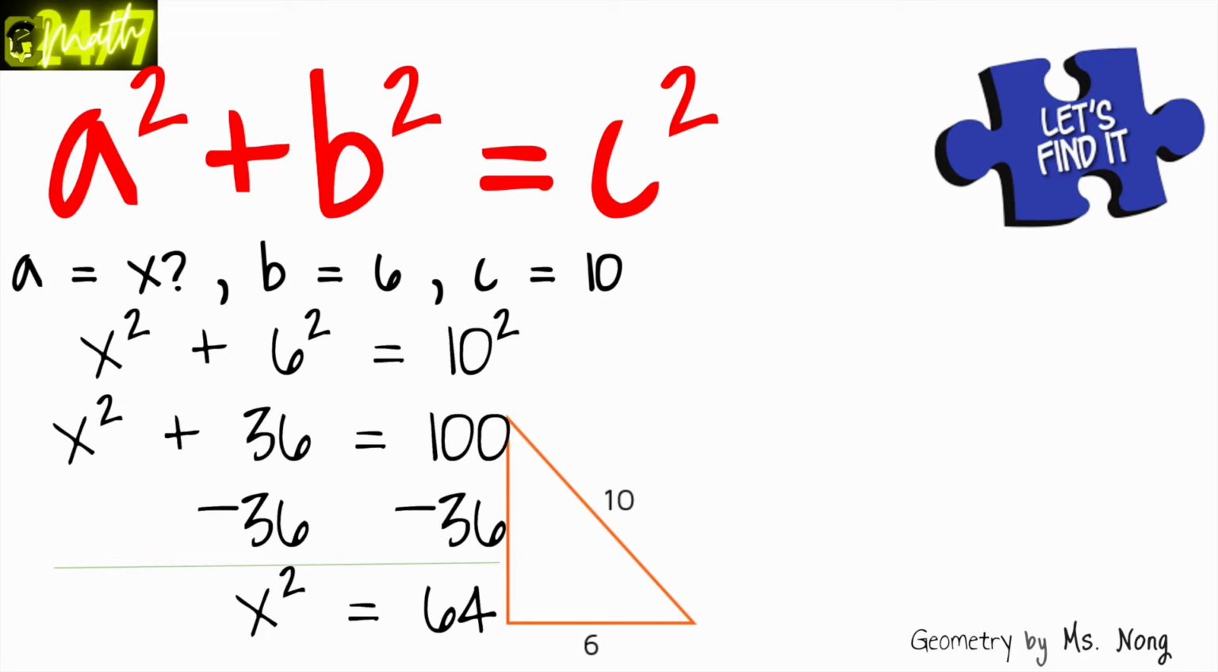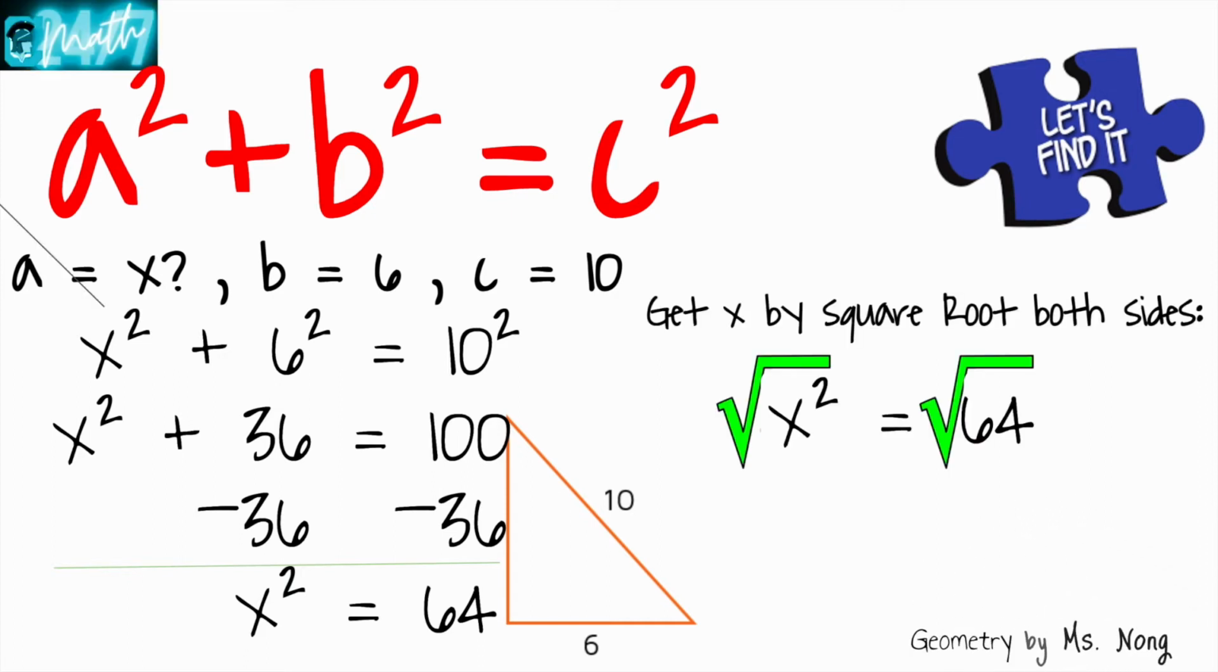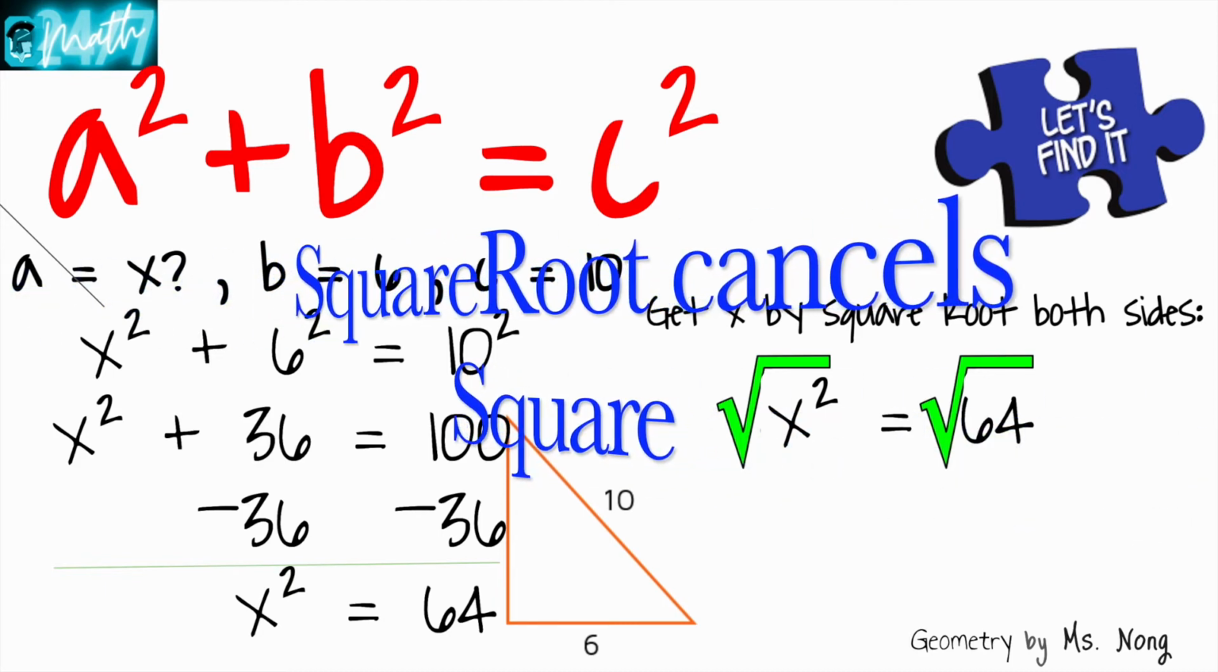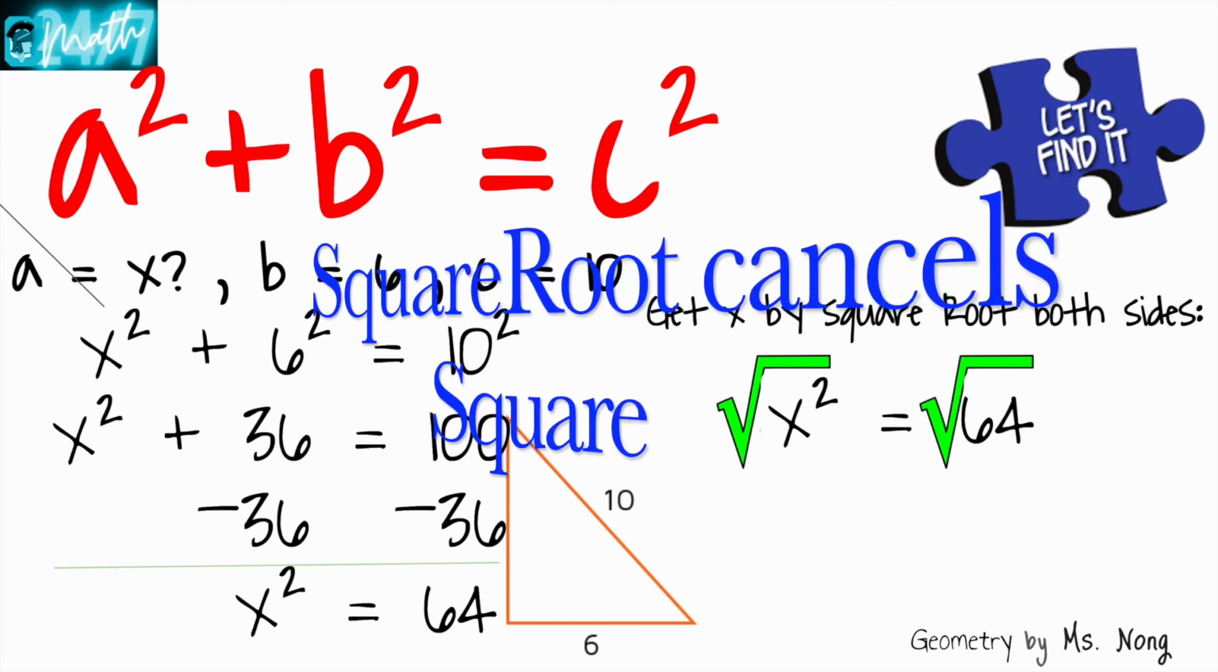X squared is not x. We're looking for the x. So the next step is we're going to do the opposite of the square. Remember the exponent square there. The opposite of that, to cancel it out, is the square root. And that's a green square root on both sides. We do the same on both sides.